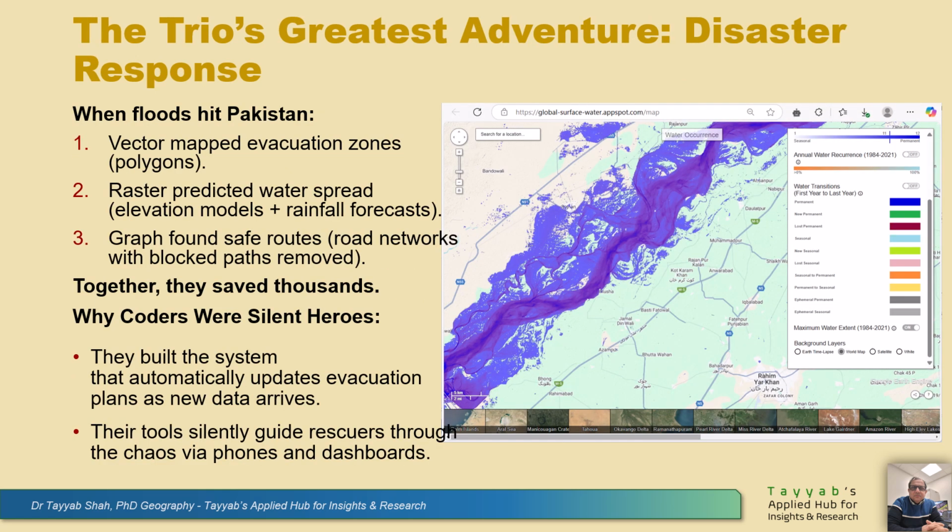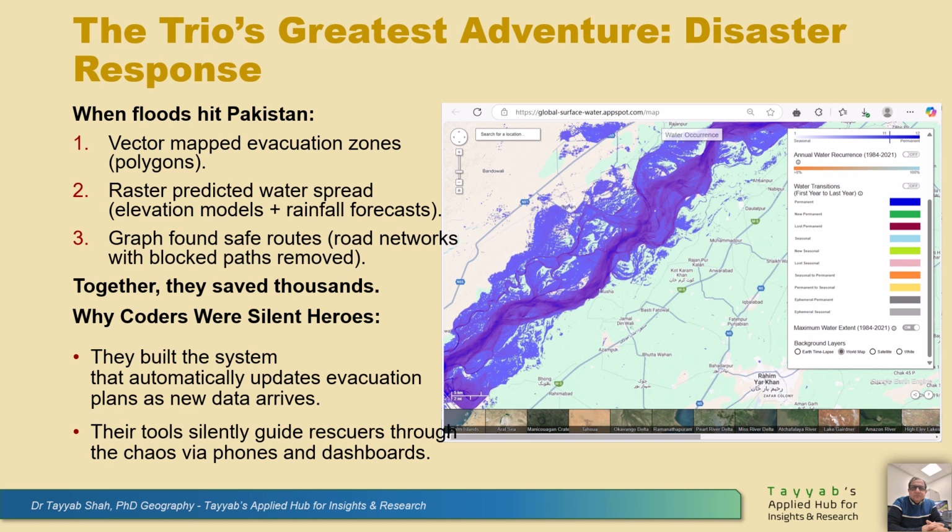When we put these three things together, the trio's greatest adventure. In case of disaster response, when floods hit Pakistan, Vector mapped evacuation zones in the form of polygons. Raster predicted water spread using the elevation model and rainfall forecast, and Graph found safe routes using the road network, avoiding the blocked pathways. So together, they saved thousands.